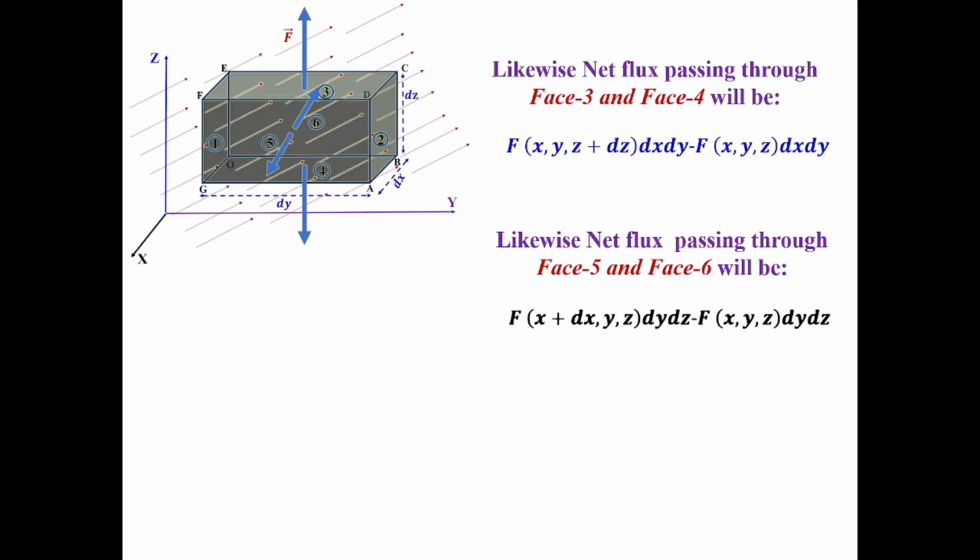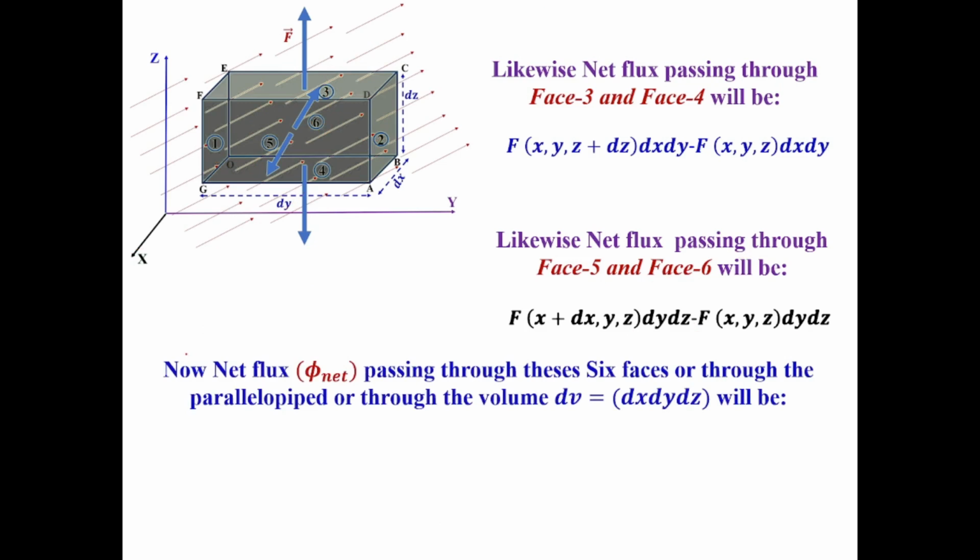Now the net flux, suppose phi net, passing through these six faces. Here we considered 1, 2, 3, 4, 5, 6 faces of the parallelepiped, or we can say through this volume dV. So the net flux passing through six faces, or through this parallelepiped, or through this volume. The volume of this parallelepiped will be dx dy dz, let it be dV.